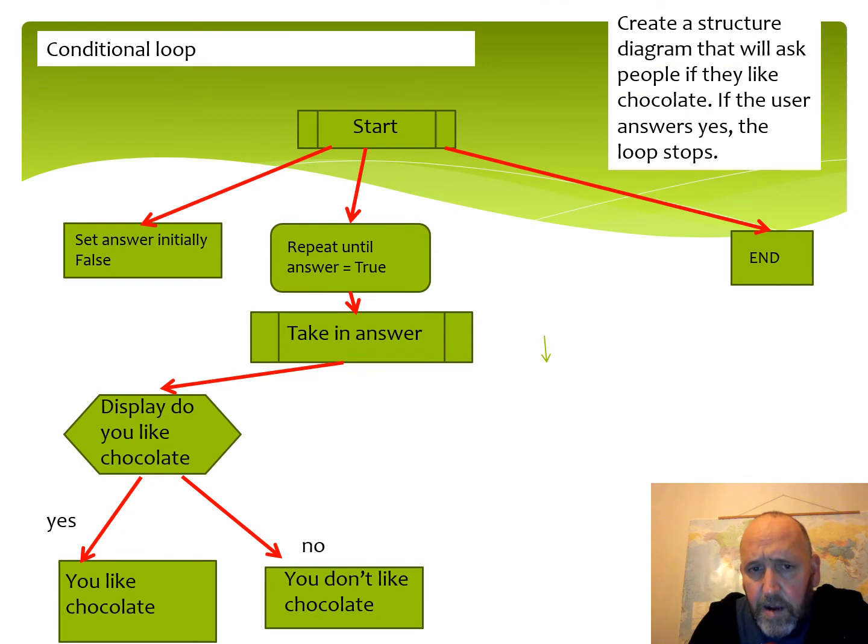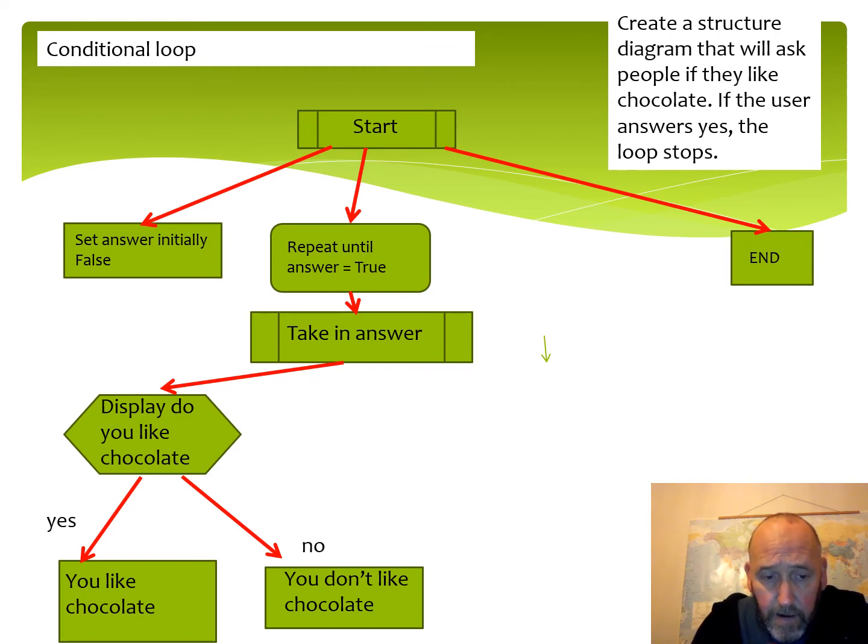As I said earlier, everybody does these things their own way. It's as long as you get the detail in. So here's my start. Answer is initially false. Repeat until the answer is true. Take in an answer. Do you like chocolate? Yep, you do like chocolate. No, you don't like chocolate.